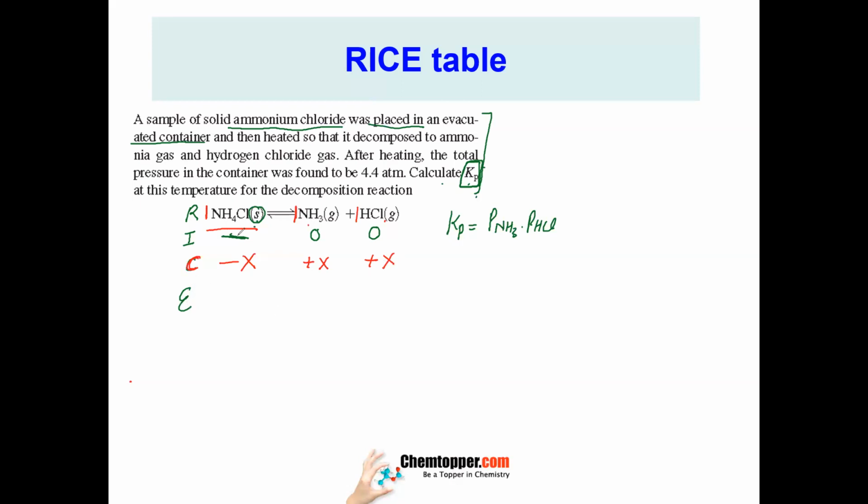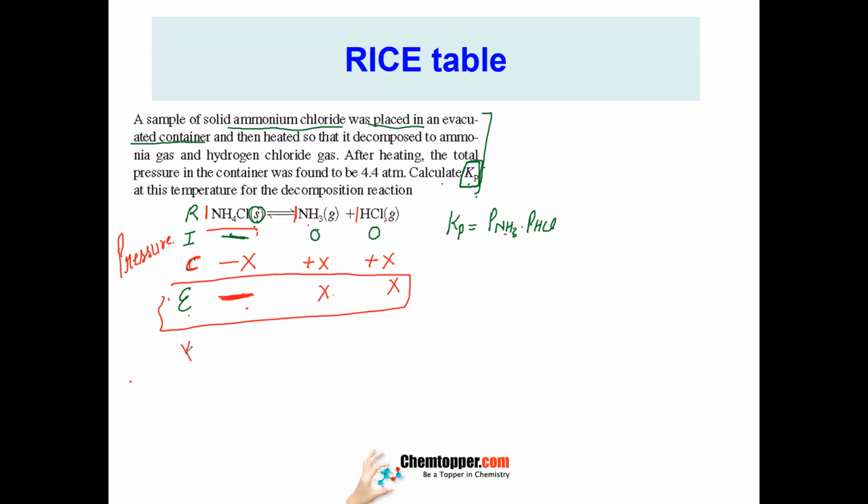And at equilibrium, now again, I'm not interested in this solid. It's not a part here. At the equilibrium, how much ammonia? X. X. What are the units? This is the rice table in terms of pressures. And this is the equilibrium state.